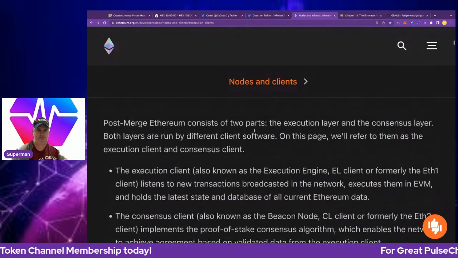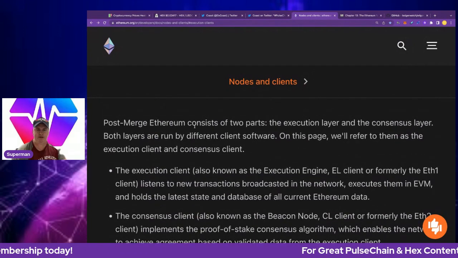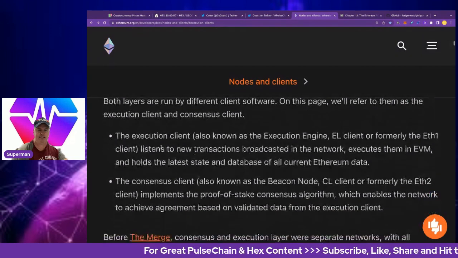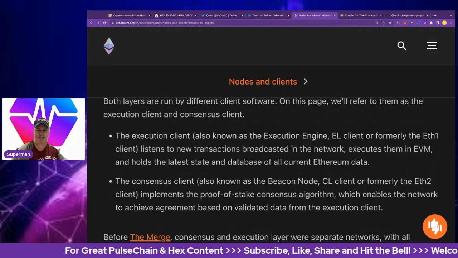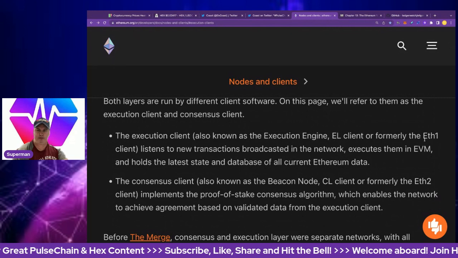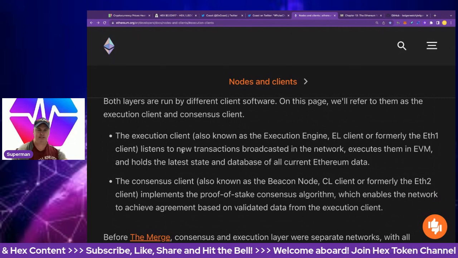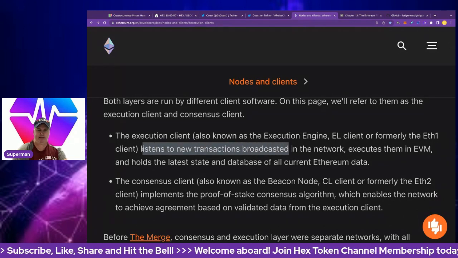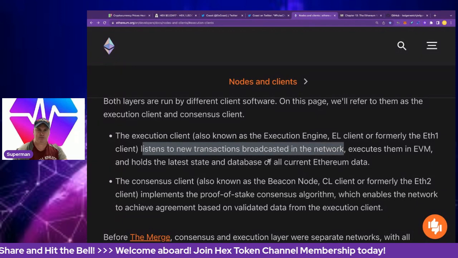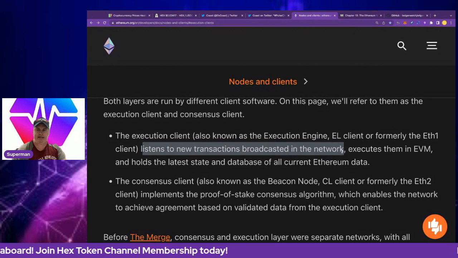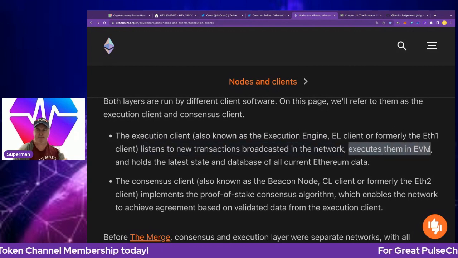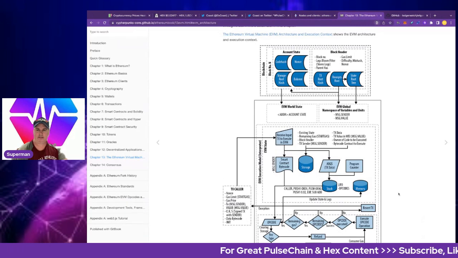We can see here that post-merge, Ethereum consists of two parts, the execution layer and the consensus layer. The execution client, also known as execution engine, EL client, or formerly the ETH1 client, listens to new transactions broadcasted in the network. That's the key part, and that's what we're talking about here with Aragon. It executes them in the EVM, the Ethereum virtual machine, and we've got a picture of the virtual machine here.